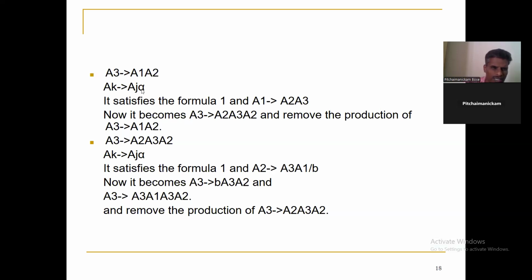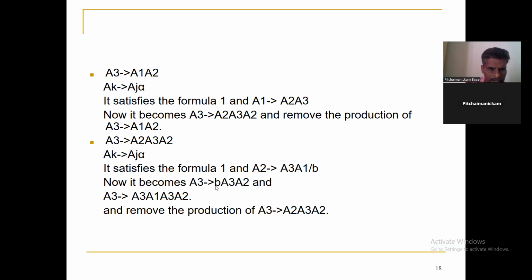So J is equal to 1. Now this production is in the form of AK tends to AJ alpha, so it satisfies the formula. So we need to find out any other productions of A1. Already we found A1 tends to A2, A3. So we need to substitute instead of A1, A2, A3. So A3 tends to A1, A2 becomes A3 tends to A2, A3, A2. So it satisfies the formula 1, and A2 then implies A3, A1 slash B.